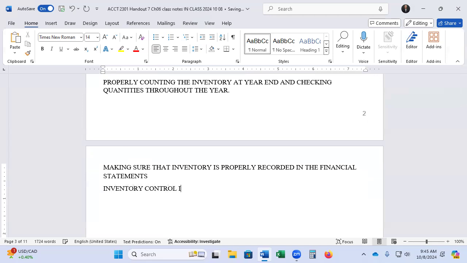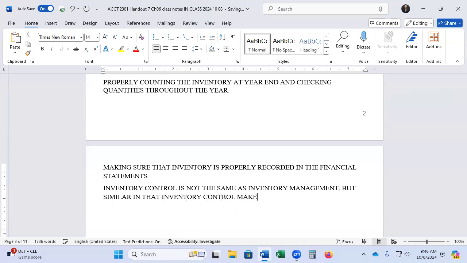Inventory control is not the same as inventory management, but similar, in that inventory control makes sure the inventory is secure, protected, and accounted for properly.